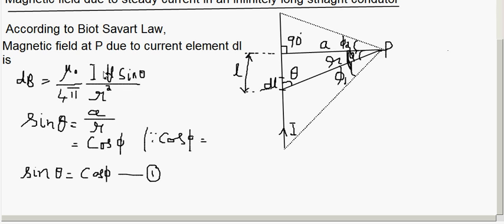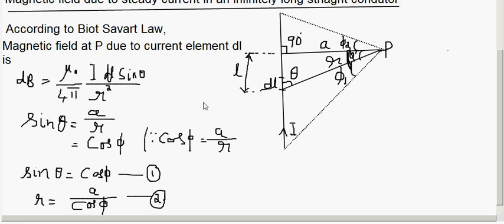we will try to find out what is dl and r. From this itself I can write cos phi is A by R. Therefore R is A by cos phi. Remember, we are replacing all terms like dl, sin theta, r in terms of cos phi. So r is A divided by cos phi.